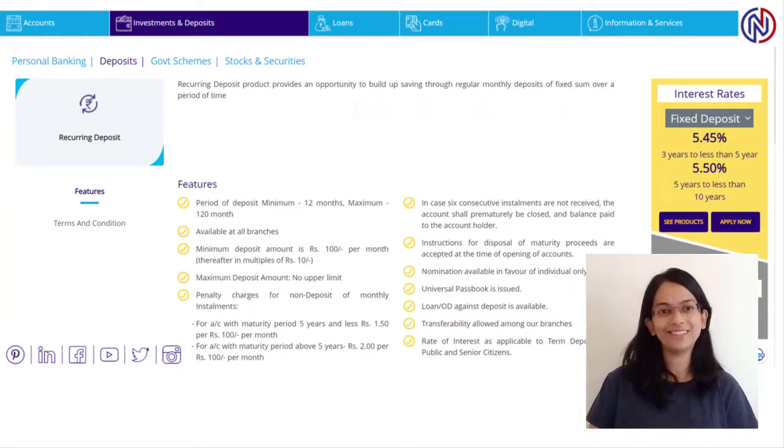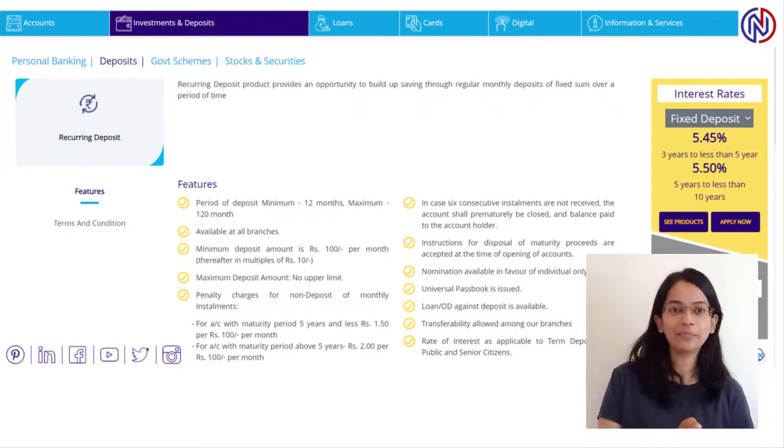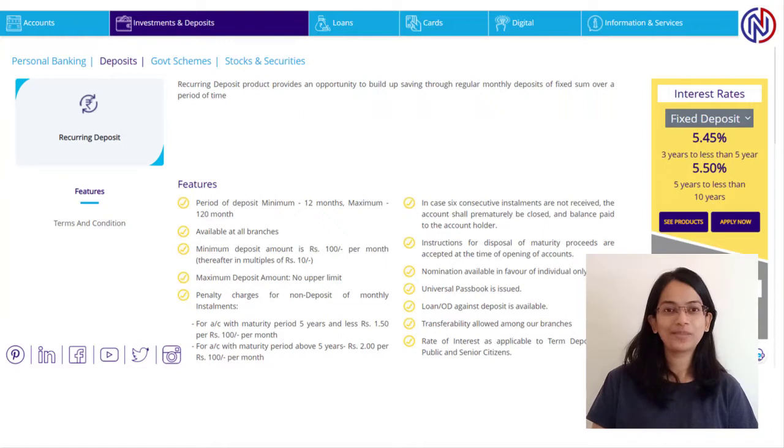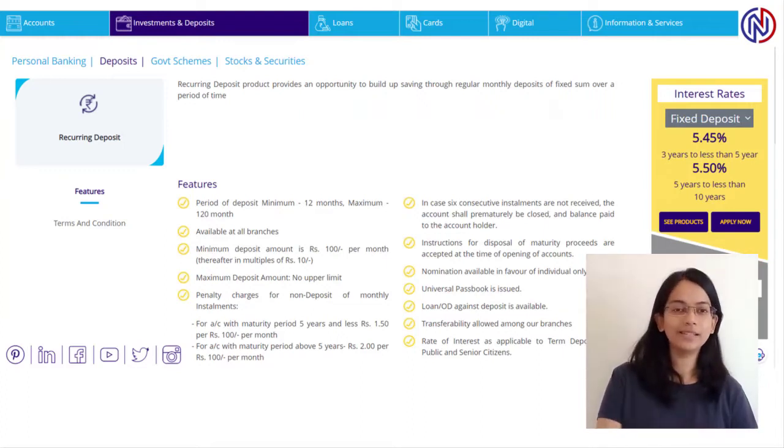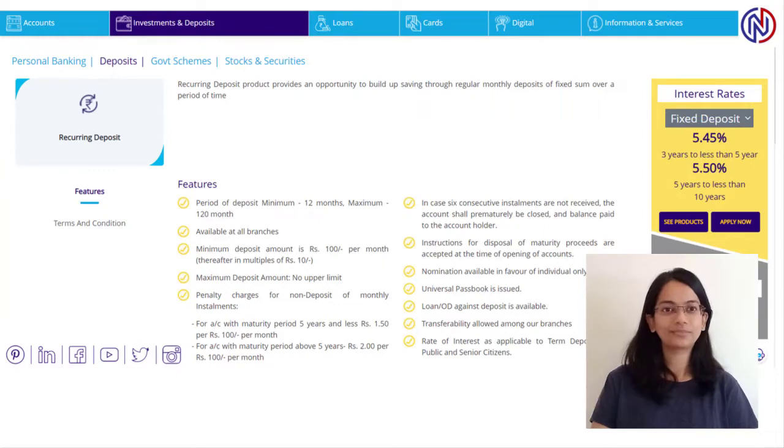So generally, people who have some goals may go for a recurring kind of deposit, because what is going to happen is you're going to save periodically, and at the end of the period, you're going to get a lump sum amount, right? So you can plan your travel, you can plan to go for higher education, and you can start saving small little amounts on a monthly basis so that you reach your goal.